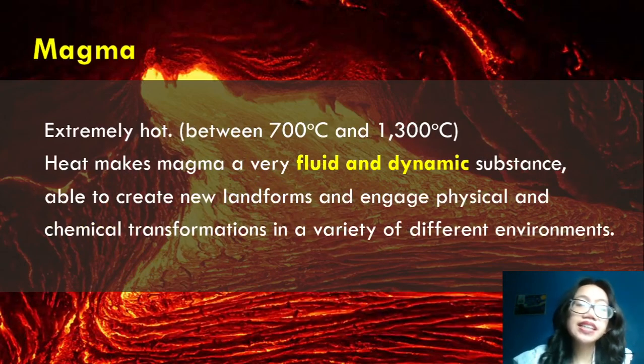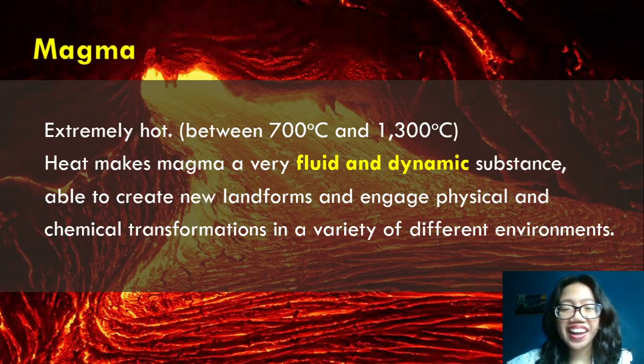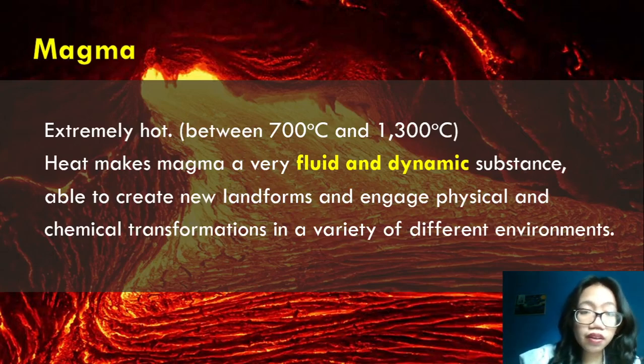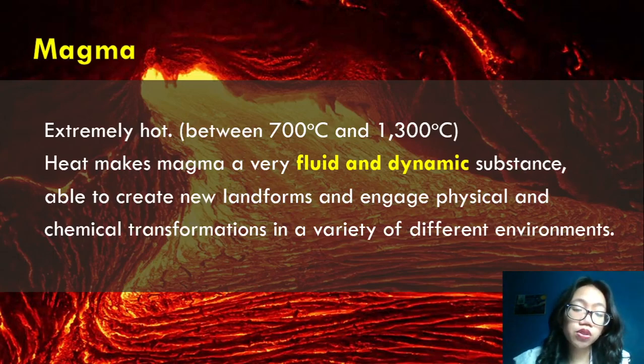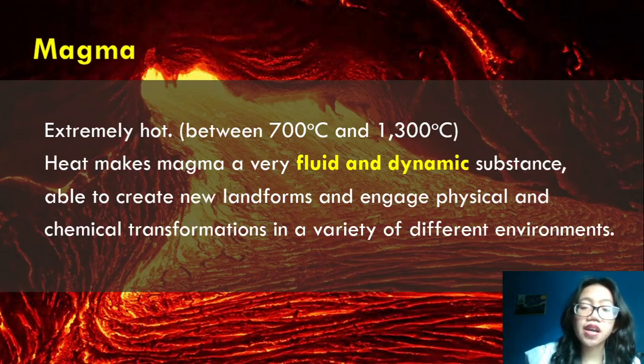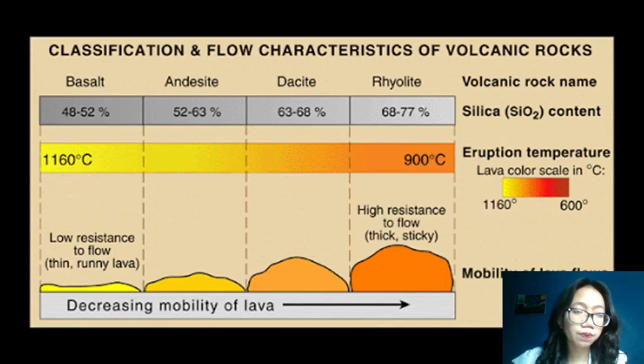Obviously, they are extremely hot, between 700 degrees and 1300 degrees Celsius. Heat makes magma very fluid and dynamic. Although we only reference magma to volcanic eruptions, it is able to create new landforms, which I will give an example of later, and it engages in physical and chemical transformations in a variety of different environments. We will be discussing how these engagements occur through the formation of magma.